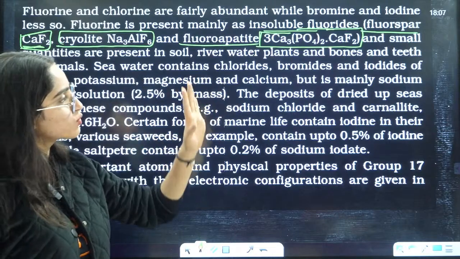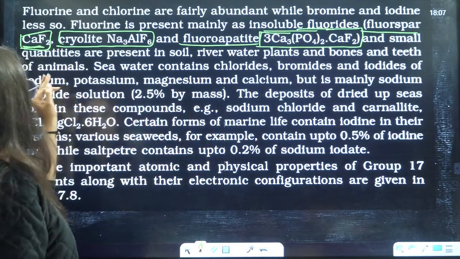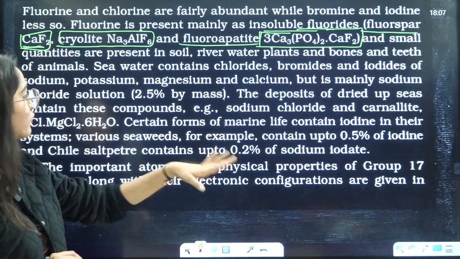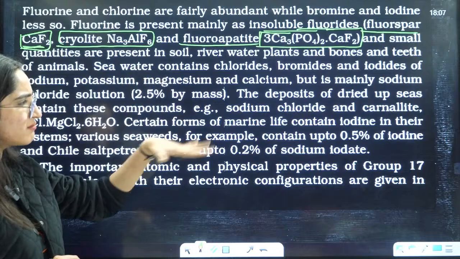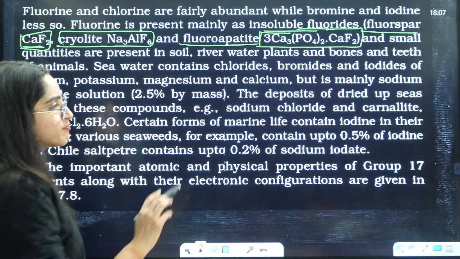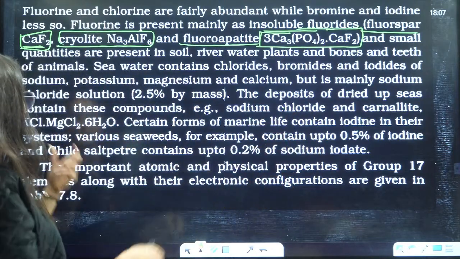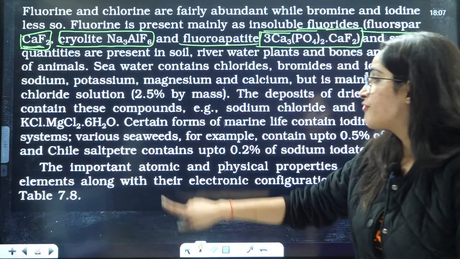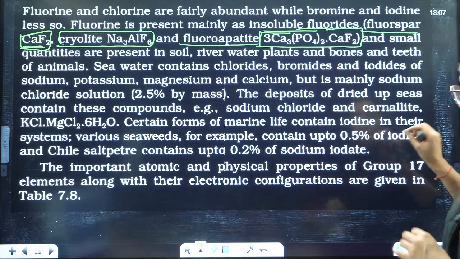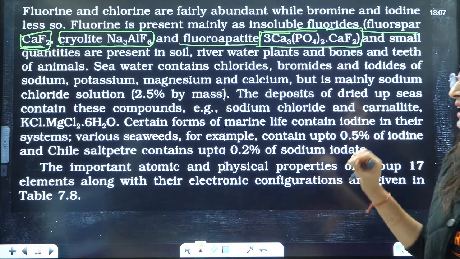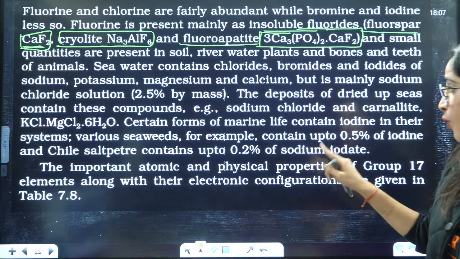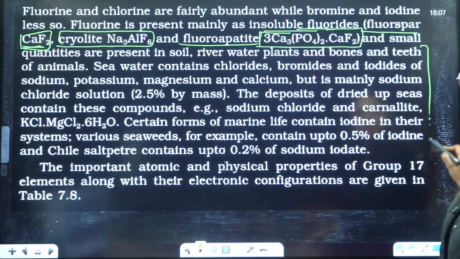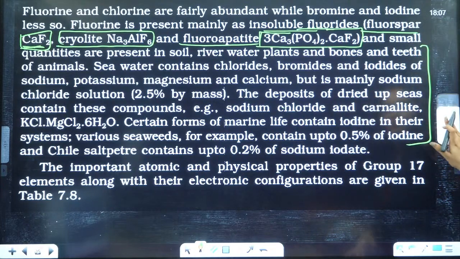Sea water contains chlorides, bromides, iodides of sodium, potassium, magnesium, right? Then we have the deposits of dried up seas. Certain forms of marine life contain iodine in their systems. Various seaweeds, for example, contain up to 0.5% of iodine, and Chile saltpeter contains 0.2% of sodium iodate. So these were all the natural sources where it was found, right?